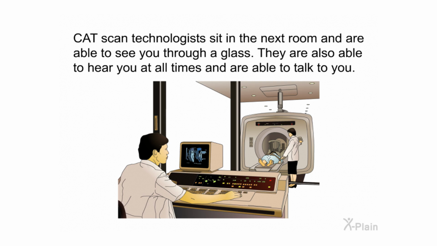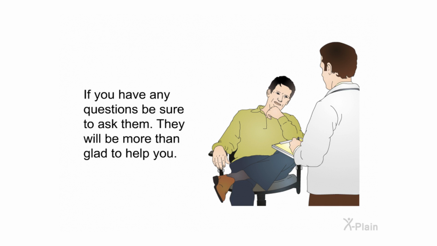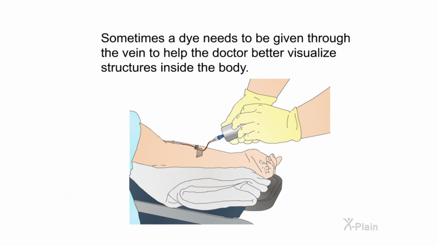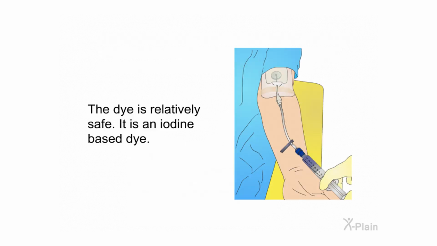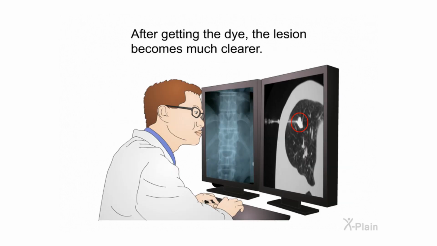CAT scan technologists sit in the next room and are able to see you through a glass. They are also able to hear you at all times and are able to talk to you. If you have any questions, be sure to ask them. They will be more than glad to help you. Sometimes a dye needs to be given through the vein to help the doctor better visualize structures inside the body. The dye is relatively safe. It is an iodine-based dye. After getting the dye, the lesion becomes much clearer.